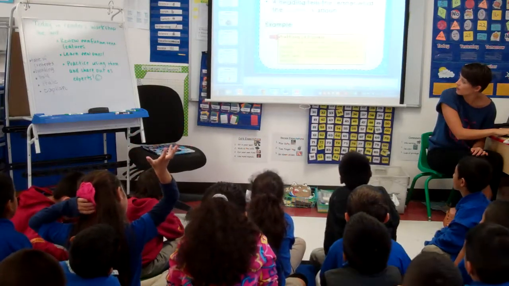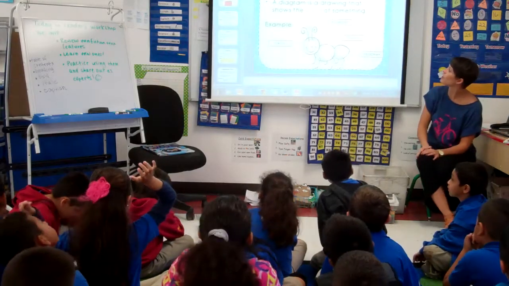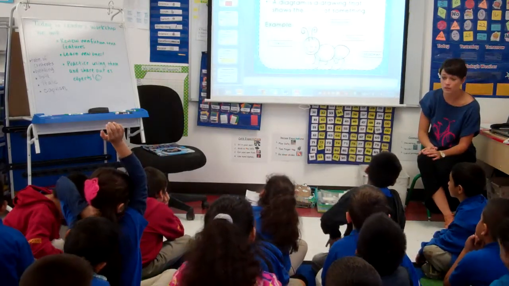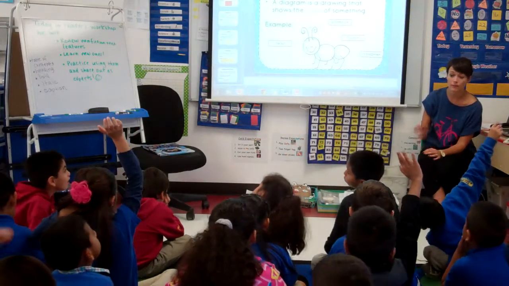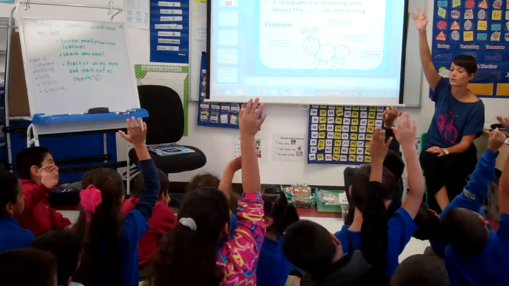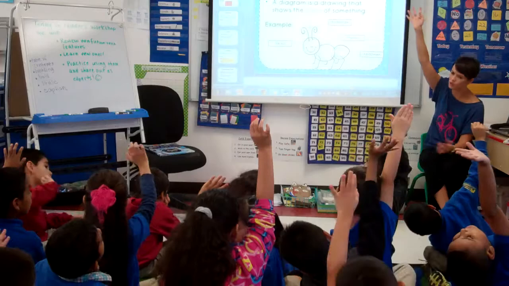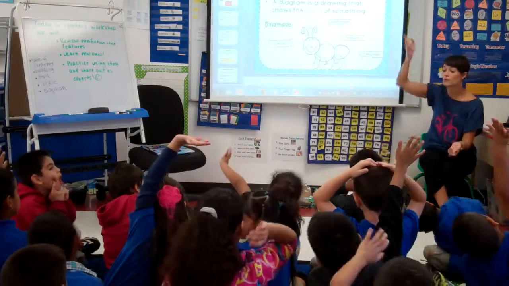Some of you might already know what a diagram is. There it is. A diagram is a drawing that shows the parts of something. Raise your hand if you remember the word label from kindergarten and from a couple of our lessons in first grade. Eda and Brian, you're thinking, do I remember what a label is? Great. Now I see your hands up, which means you remember.